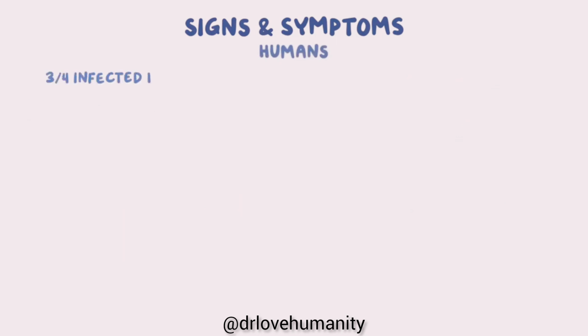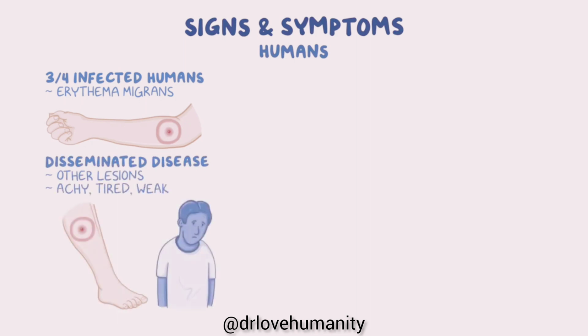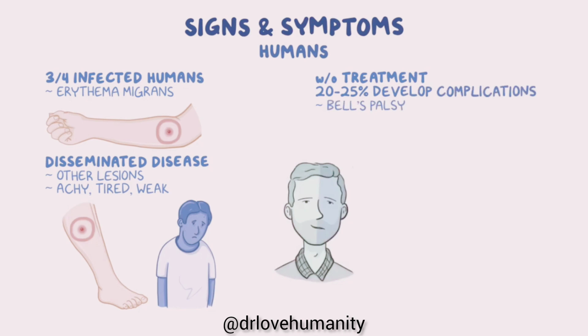About 3 out of 4 infected humans develop a classic rash called erythema migrans. It usually occurs as a red bump at the site of the bite that expands, often with clearing between the center and periphery resembling a bullseye. If disseminated disease develops, other erythema migrans lesions may appear and people feel achy, tired, and weak. Without treatment, about 20 to 25% develop neurologic complications like Bell's palsy, where there's weakness on one side of the face, or cardiac manifestations like heart block or pericarditis.